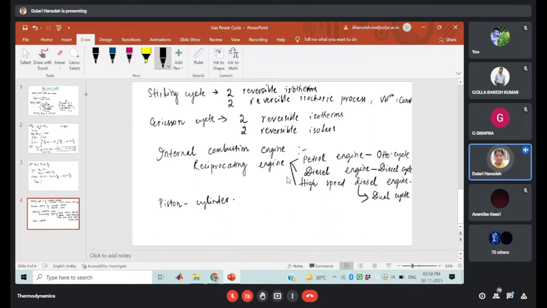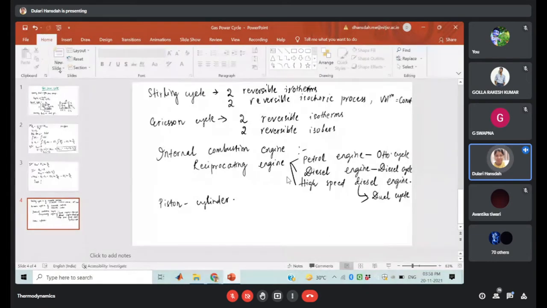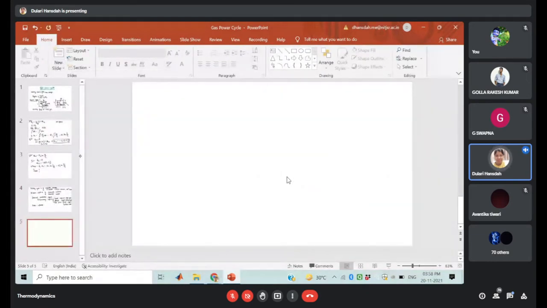In the case of the piston cylinder arrangement or device, we have different components, which I'm going to discuss here. So let us take this as the cylinder. There we have the piston. Inside the cylinder there will be the piston. This one is the piston top, which will continuously reciprocate inside this cylinder. The cylinder is covered by the cylinder head.